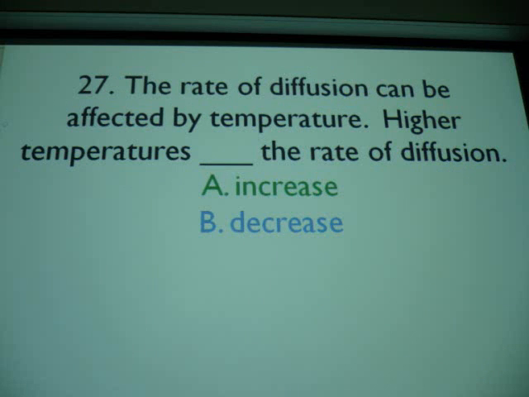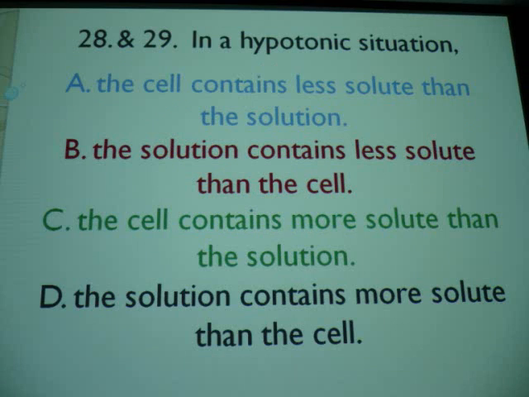Okay, higher temperatures do what to the rate of diffusion? Increase. Lower temperatures would decrease. In a hypotonic situation, which of those is true? Two are true, by the way. Would it be the cell contains less than the solution? A and B? Okay, first off, the word hypotonic, is it talking about the cell or the solution? Solution. So get that problem first. If you're hypotonic, the solution has less.